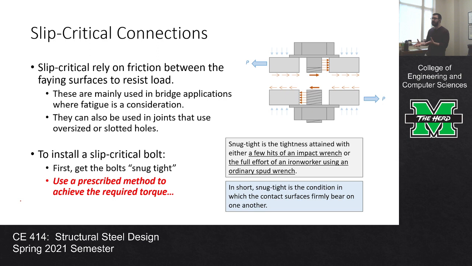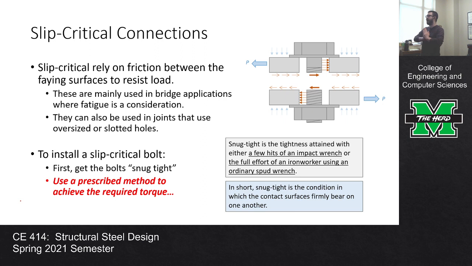So to install a slip critical bolt, first thing we have to do is we have to get the bolts snug tight. Now, one of the common questions I always get, well, what does snug tight mean? So snug tight is usually the tightness that gets attained from like a few hits of an impact wrench, or usually like the full effort of an iron worker. But in short, if you want a definition for what snug tight really means, it's the condition where the two plates or the two contact surfaces firmly bear upon one another and the bolts are engaged. That's snug tight.